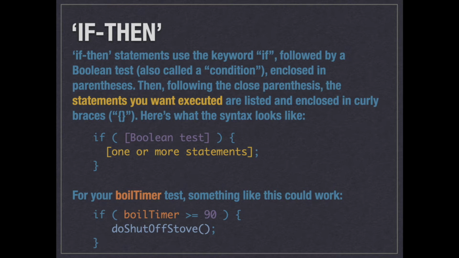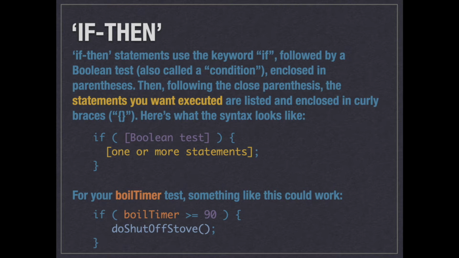So it could look something like this, which is a completely made up method, but I assume if you do actually have a programmed industrial process like this, you have methods that you call to turn certain things on and off. If you had a method like doShutOffStove, and you wanted to call it when the boil timer hit 90, you would write it something like this. If boil timer is greater than or equal to 90, open brace, doShutOffStove, which just calls this fictitious method, and then close brace.